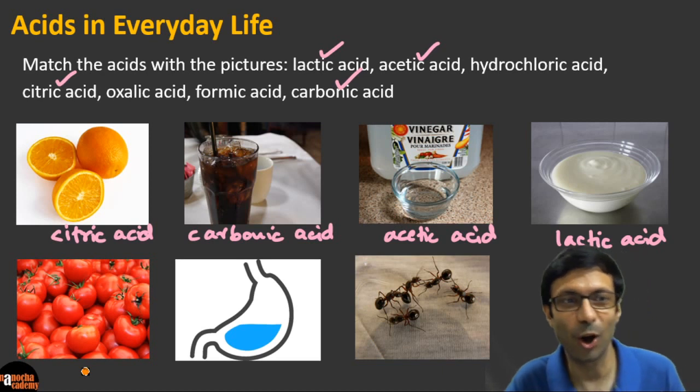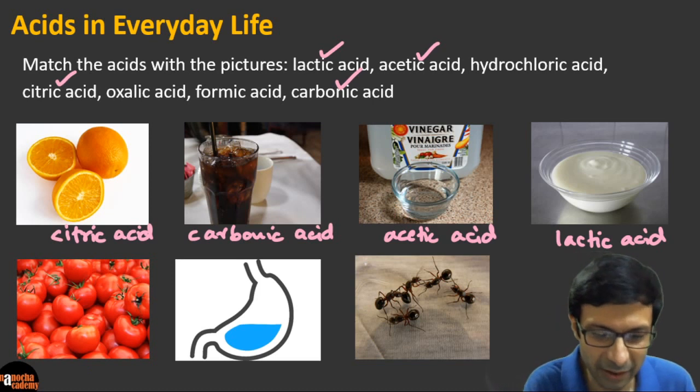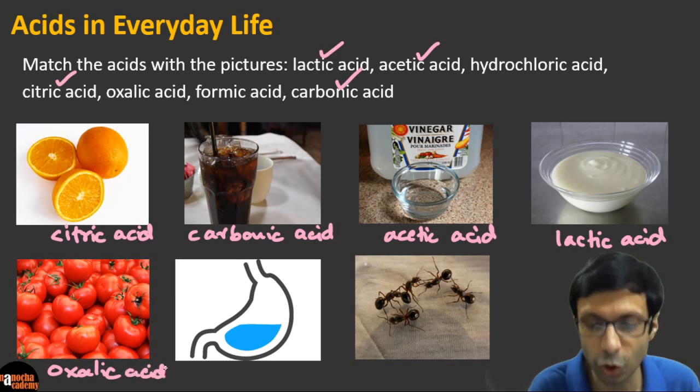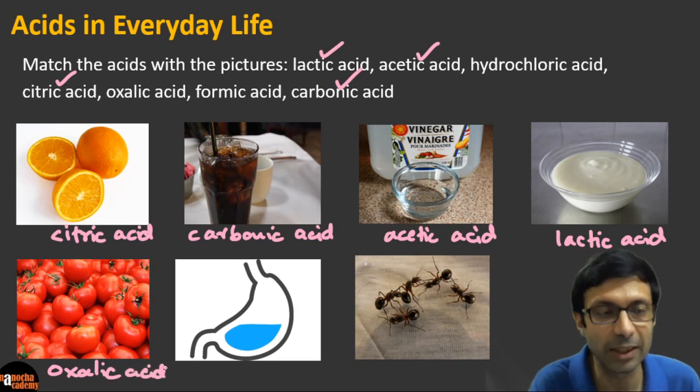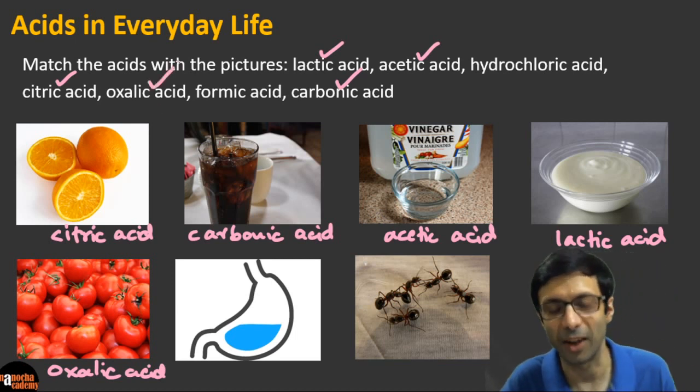Okay, so I see a lot of you are writing the correct answer, oxalic acid. Absolutely right. Tomatoes also contain citric acid, but they also contain oxalic acid. So we are trying to choose a unique one from the list, since we've already used citric acid. So oxalic acid is the perfect answer.